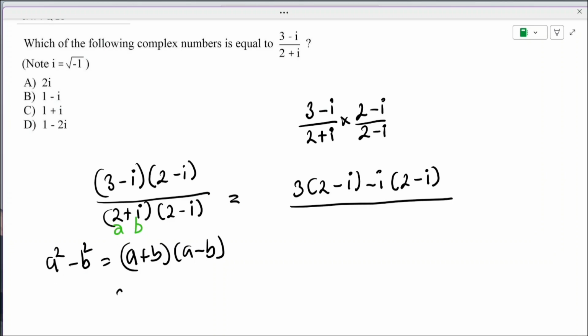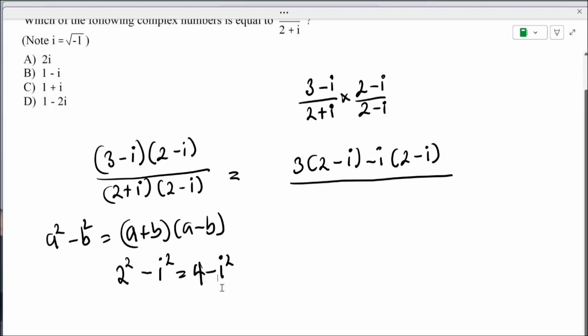So you can have 2 squared minus, this carries a negative, your i is b, so you have i squared. This will give you 2 squared, which is 2 times 2, that's 4, minus i squared. From previous questions, you should know i squared is minus 1, because i equals the square root of -1. Let's write it out. i equals square root of -1. If you square the i, you also have to square the square root of -1. The square cancels the square root. So i squared equals -1. So you should know this is -1.